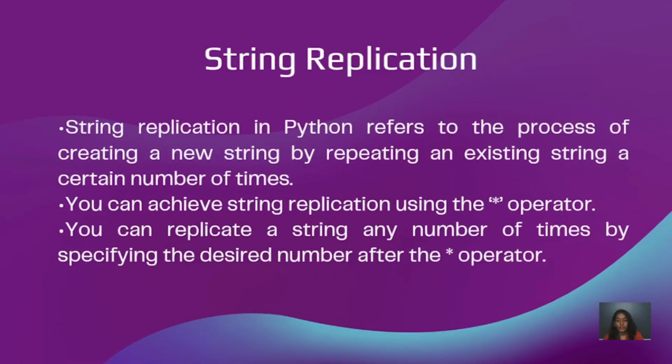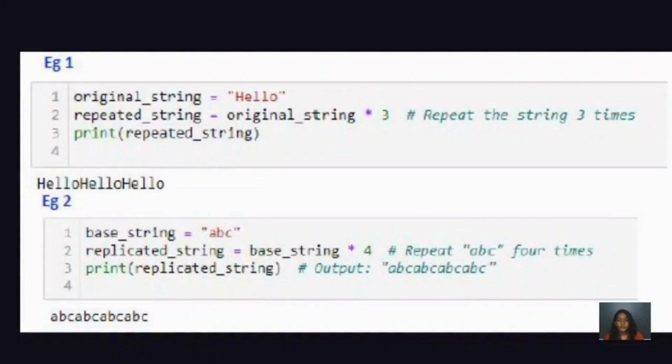String replication. String replication in Python refers to the process of creating a new string by repeating an existing string a certain number of times. You can achieve string replication using the multiplication operator. You can replicate a string any number of times by specifying the desired number after the multiplication operator. So in example 1, we have original string equals hello, repeated string equals original string times 3. So when we print the string, we get hello 3 times.